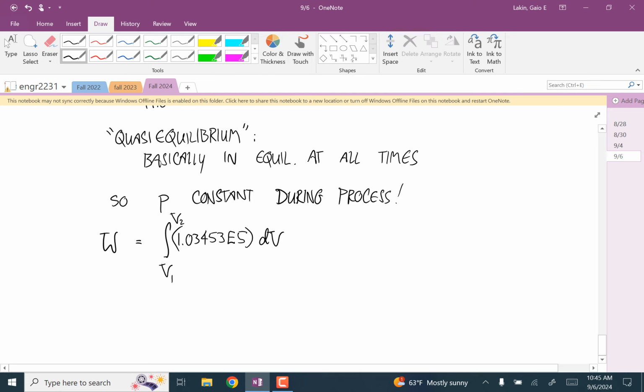Now I did this one by giving us the specific volume to try to point out that you've got to be careful. We're integrating with respect to the actual volume, and these boundaries have to be actual volumes. So if you're given specific volumes, you need to change them to actual volumes before you do that integral.